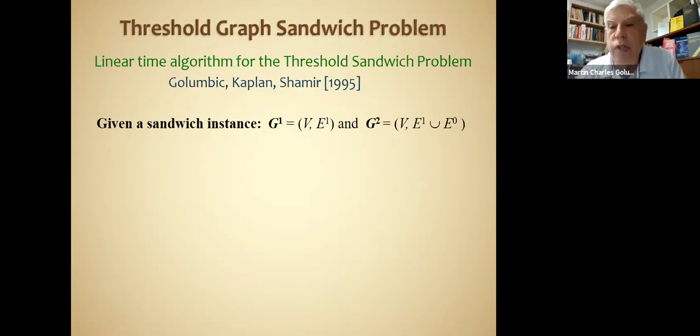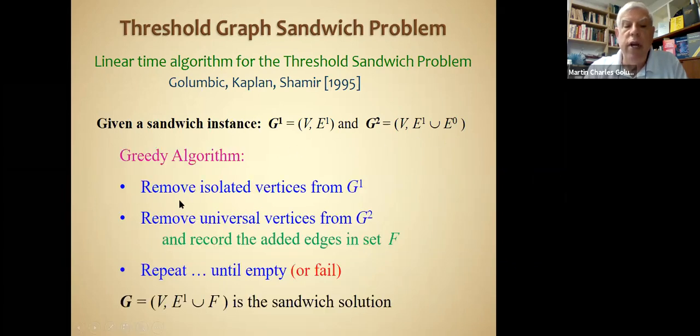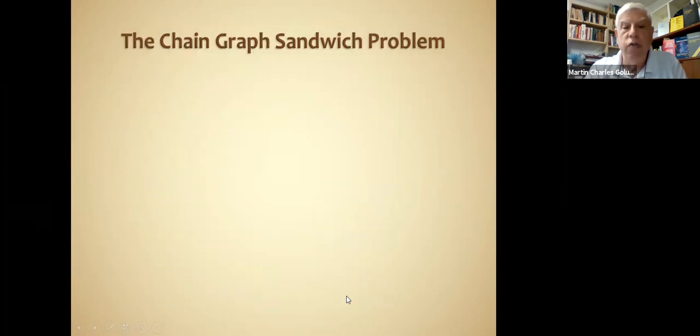How do I use this idea for the sandwich problem? Well, if I'm given a sandwich problem, it's quite simple. These are my mandatory edges. These are my optional edges, and the greedy algorithm will do it. Remove the isolated vertices of G1, remove universal vertices from G2, and record which edges I've added. Repeat this over and over until either you fail, because there is no isolate or universal vertex in what is left in this elimination process, or I've succeeded, in which case adding the edges F to the mandatory will give me a sandwich solution.